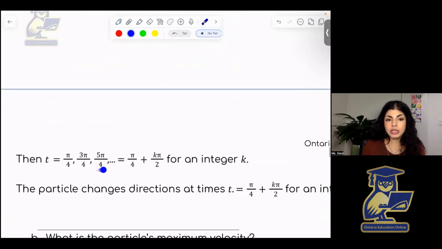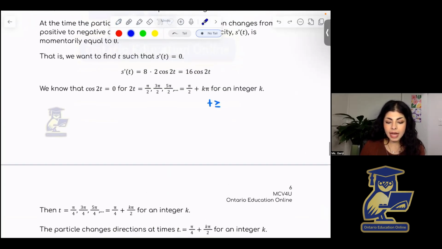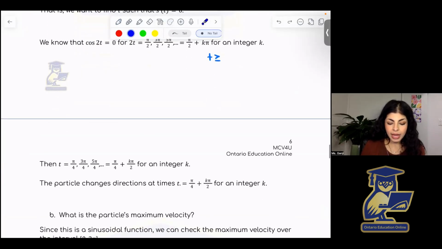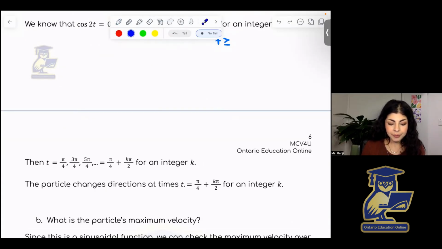and this is just dividing all of these values by 2. So pi over 4, 3 pi over 4, 5 pi over 4. And again, as a general rule, we have pi over 4 plus k pi over 2. And this is exactly what I had here, but I've just divided both of these terms by 2. And this is an integer k.